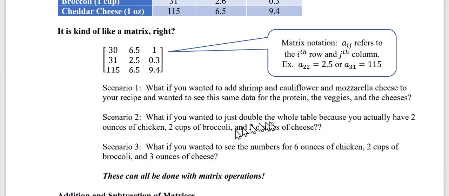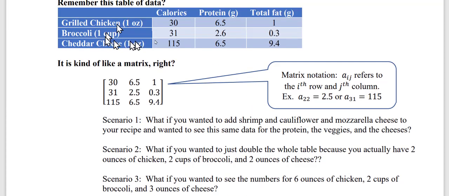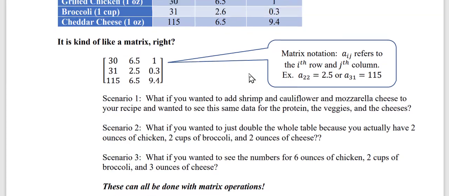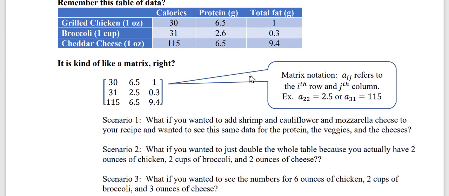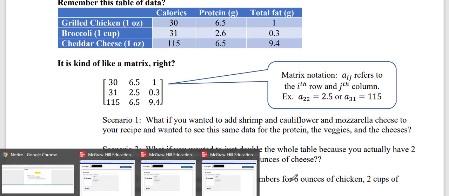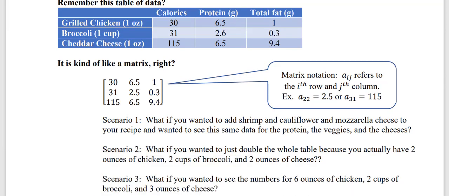Scenario 2, what if you just wanted to double the whole table because you actually have 2 ounces of chicken, 2 cups of broccoli, and 2 ounces of cheese? Instead, you want to just double all these numbers. Well, you can do that with a matrix operation. Last, what if you wanted to see the numbers that you would get for these if you had 6 ounces of chicken, 2 cups of broccoli, and 3 ounces of cheese?